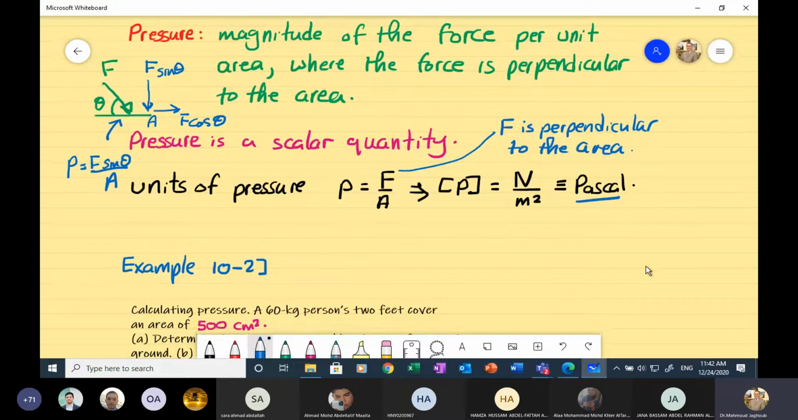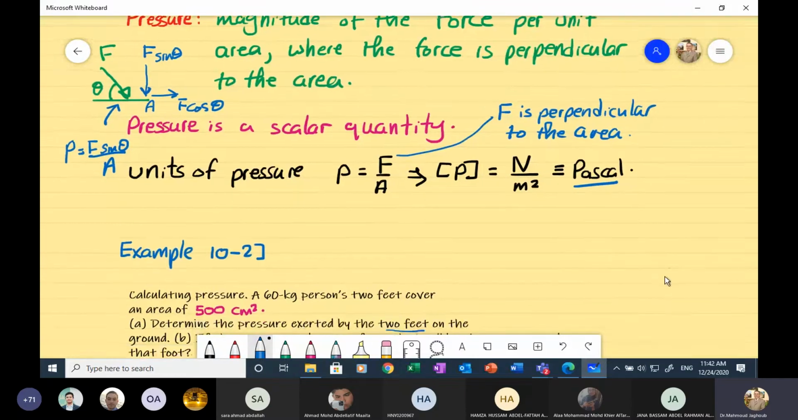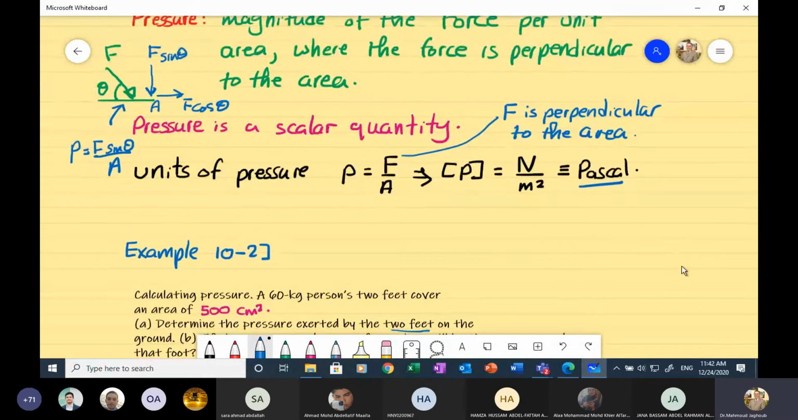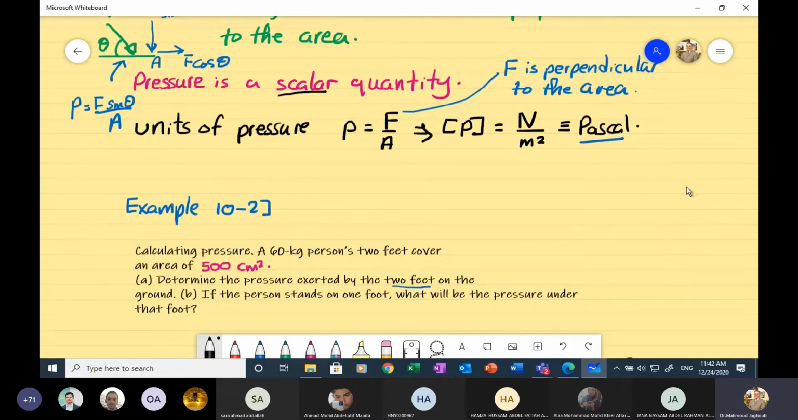Okay. So the unit of pressure is the Pascal, and 1 Pascal is a force of 1 Newton acting on an area of 1 meter squared, such that that force is perpendicular to that area. And that's what we mean by pressure. And note, pressure is a scalar quantity. It's not a vector quantity. It only has magnitude. We do not associate direction with pressure.